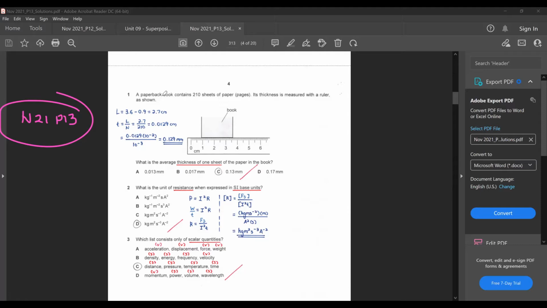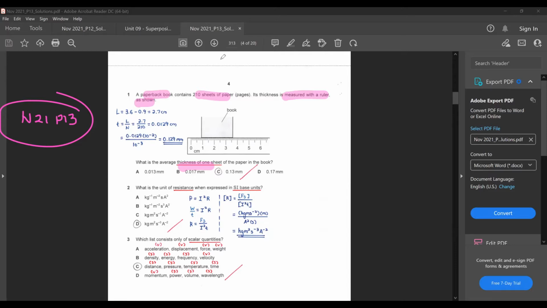Okay, now question 1. You have a paperback book that contains 210 sheets of paper. Its thickness is measured with a ruler as shown. What is the average thickness of one sheet of paper in the book? This one is just testing your ability to measure something using a ruler.